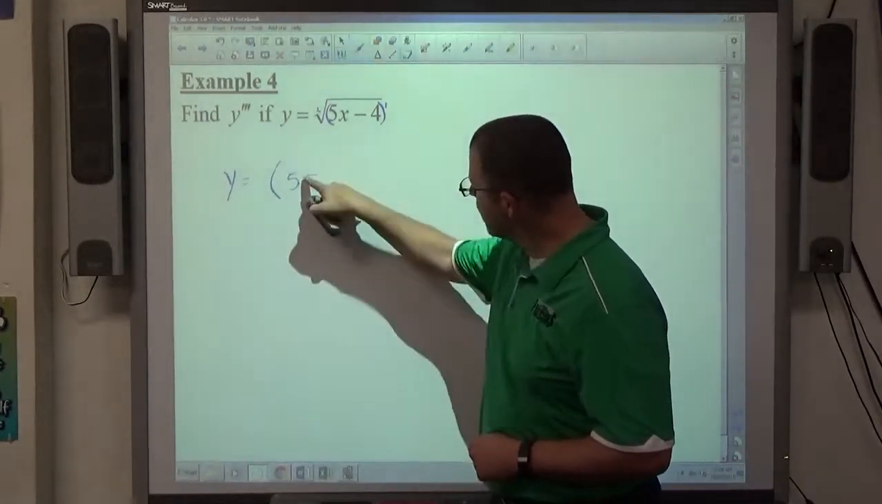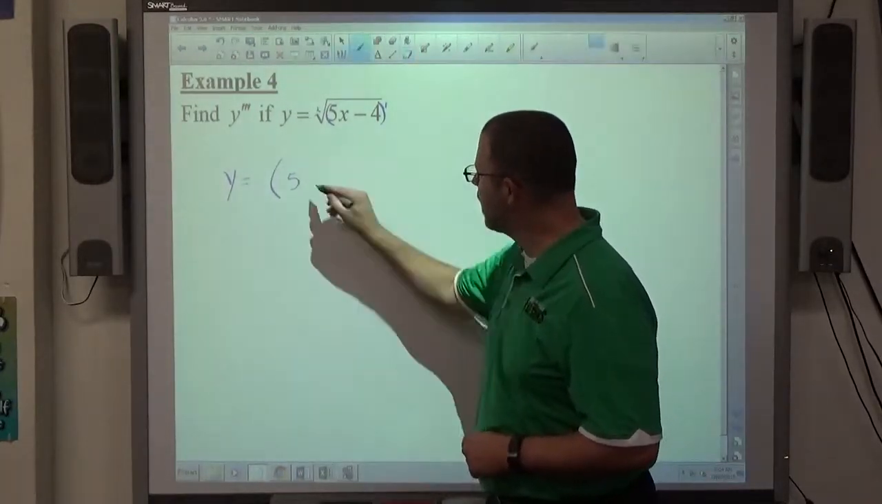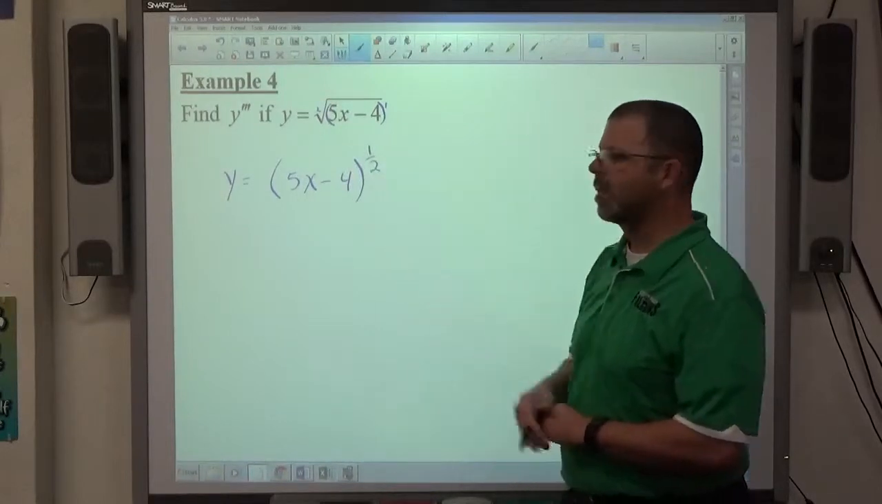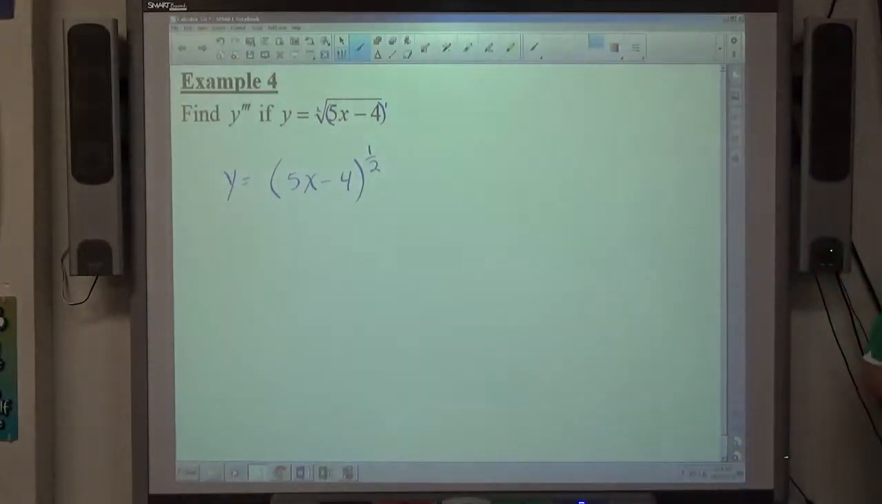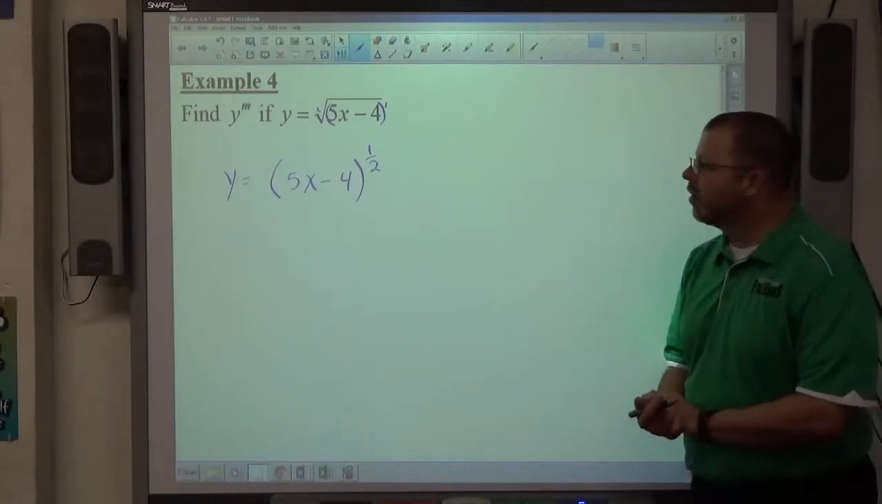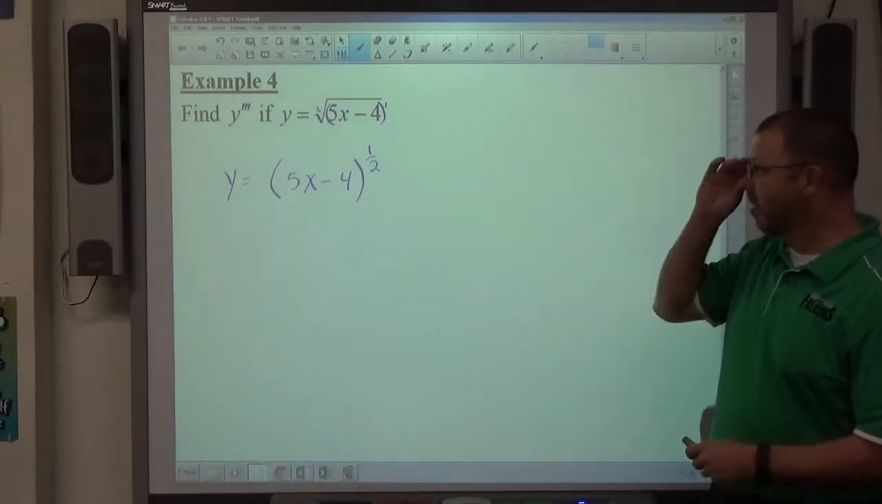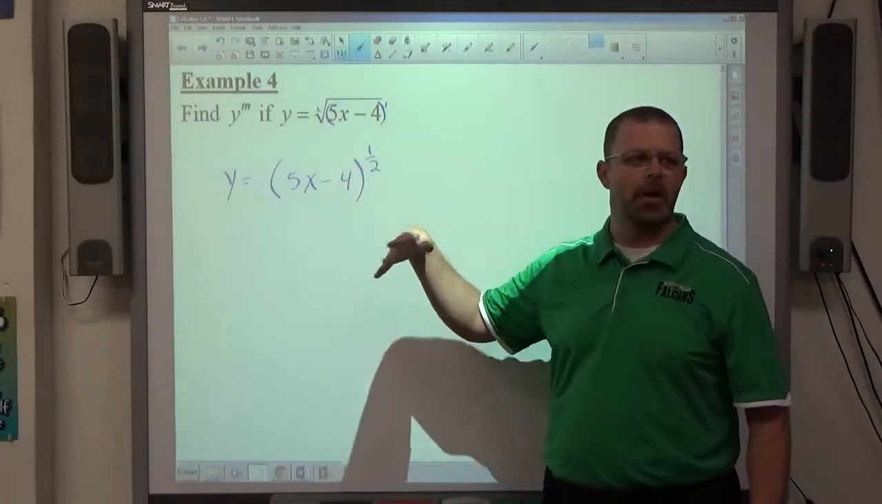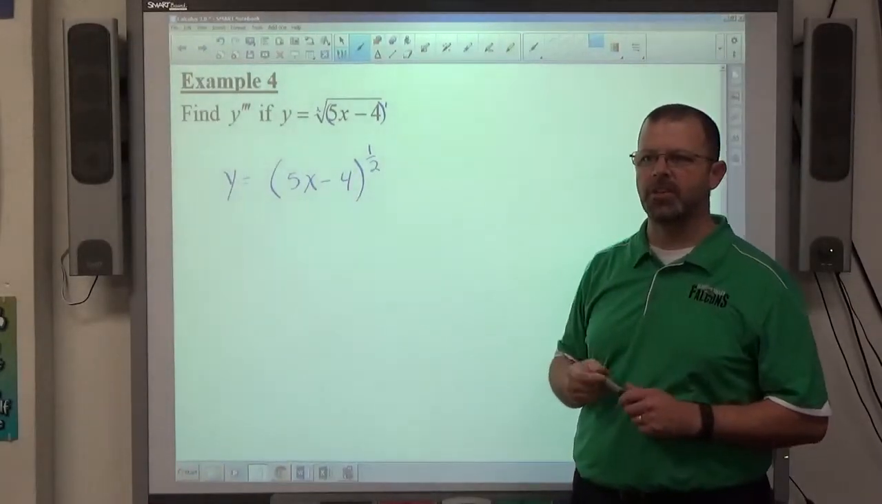Oops, I wrote my minus too quickly. 5x minus 4 to the 1/2 power. Changing from a radical to a fractional power is algebra. We don't change the y doing algebra, so it's still y equals. Now, looking at the structure of this, I have a power structure, and I've got a function raised to a power, not x raised to a power. That tells me the chain rule is necessary to differentiate.